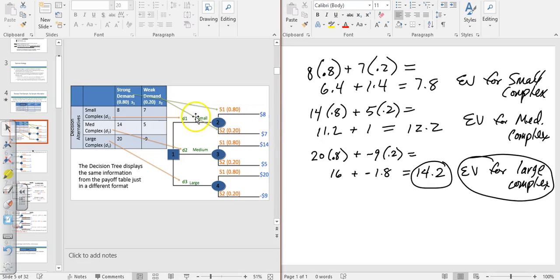Remember, small decision, strong demand, had a payout of 8. It's the same exact thing here. I'll just arbitrarily pick large complex and strong demand, 20. Large complex, strong demand, which is the 0.8, payout of 20. There it is. So that's all it is. We've just brought this information and put it in its respective spots based on the state of nature and the payout. And, well, there's the decisions.